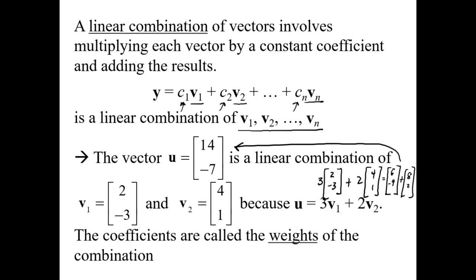So U is a linear combination of V1 and V2 because we can find these coefficients that could be used to combine V1 and V2, and the result is that U. And those coefficients are called the weights of the linear combination. So again, in order for U to be a linear combination, we need to be able to find those coefficients that would result in a combination of V1 and V2 giving us U.